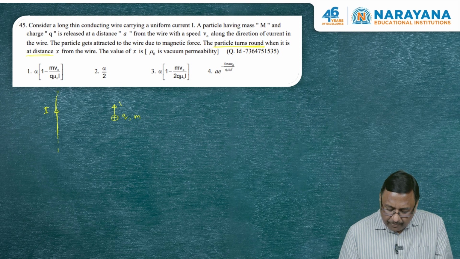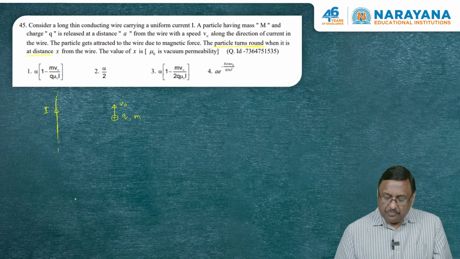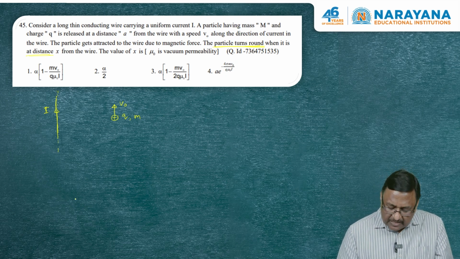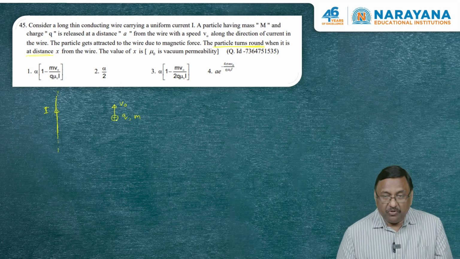So let me say the current direction is up. Projecting this particle with a velocity v naught in this direction. If v naught velocity is given to this particle, you know the force which is acting on this is F equals Q V B, or you're writing Q into V cross B.